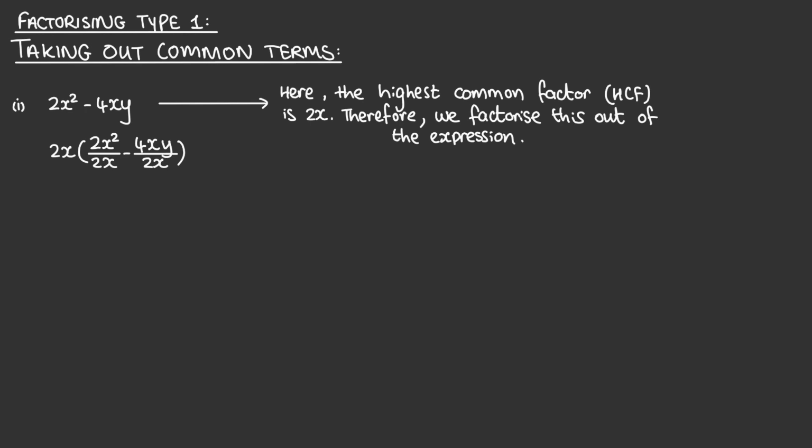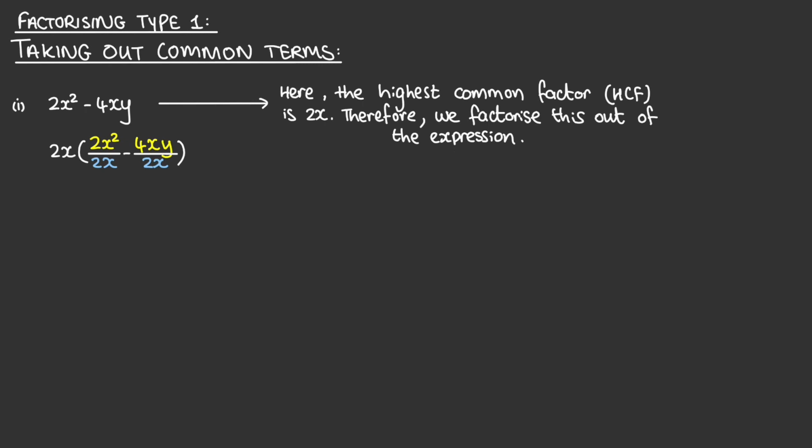So here we can see that we've taken 2x outside of the brackets, and in order to compensate for this, we have to divide 2x squared by 2x and 4xy by 2x. We are effectively multiplying and dividing the expression by 2x. And we know that if we multiply and divide any number by the same number, we end up with the original number. So in this case, we have taken the 2x outside of the brackets without changing the actual expression that we started off with. This is because 2x divided by 2x is equal to 1, and multiplying any number by 1 gives you back the original number.